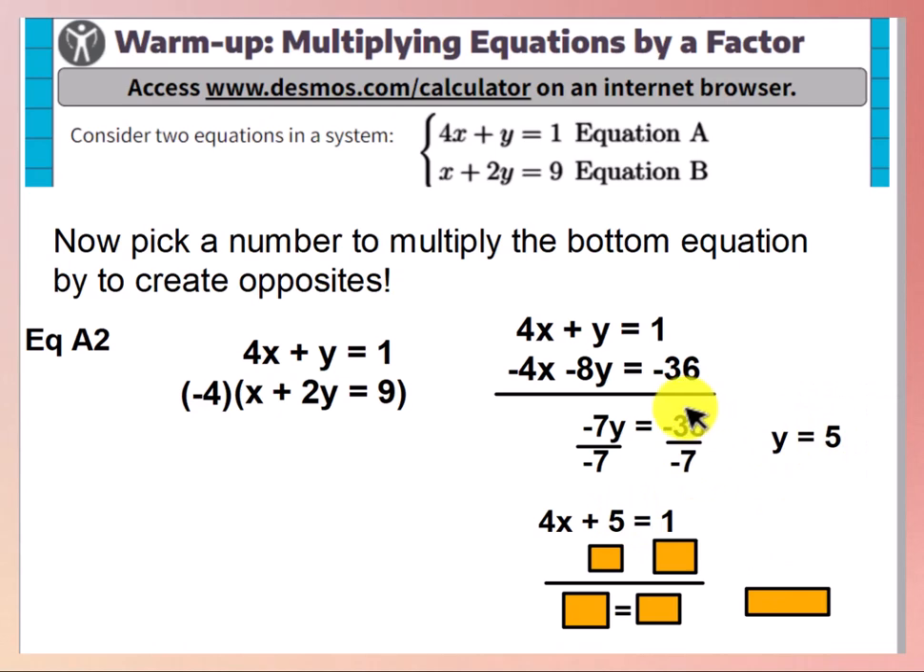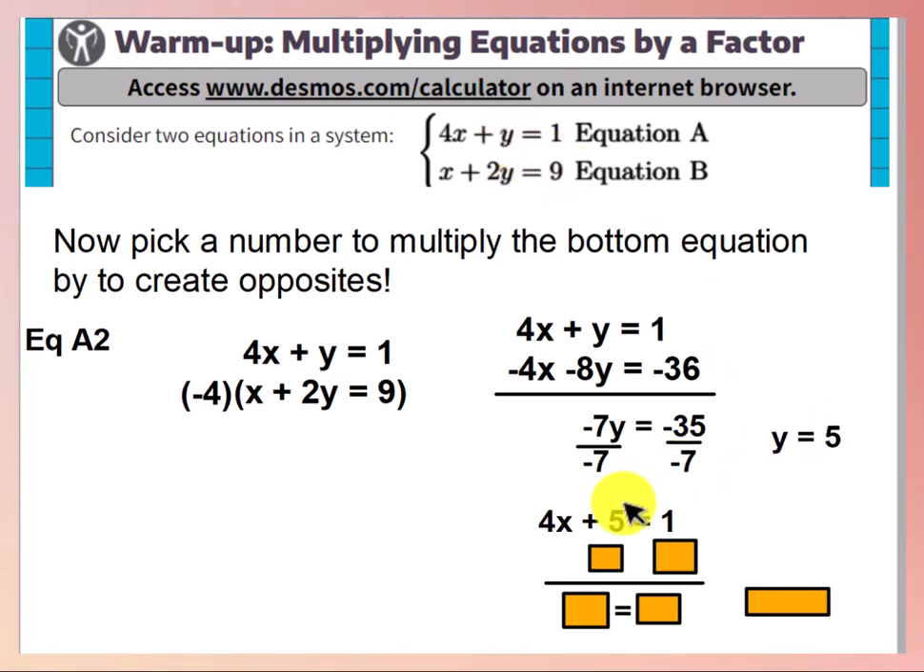Y equals positive 5. Negative divided by negative is a positive. Take that 5 and plug it into either of the original equations. Let's go back to the original equations, equation A and equation B. I chose the top equation.